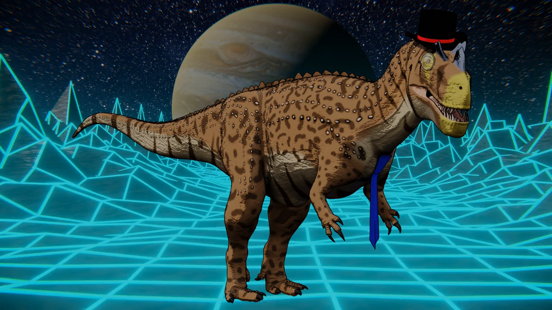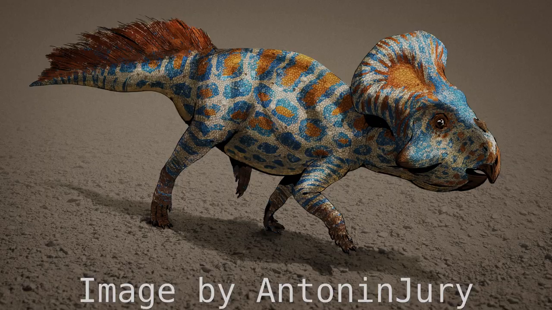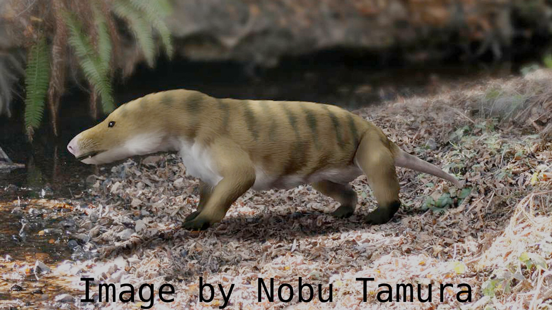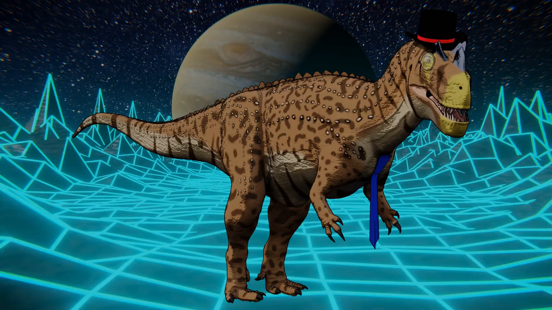We have Tiktaalik, which is transitional between basal lobe-finned fish and tetrapods. We have Protoceratops, which is transitional between basal marginocephalians and neoceratopsians. We have a whole host of transitional hominins between basal apes and modern humans. We have Probainognathus, which is transitional between basal therapsids and mammals. And we have many more.